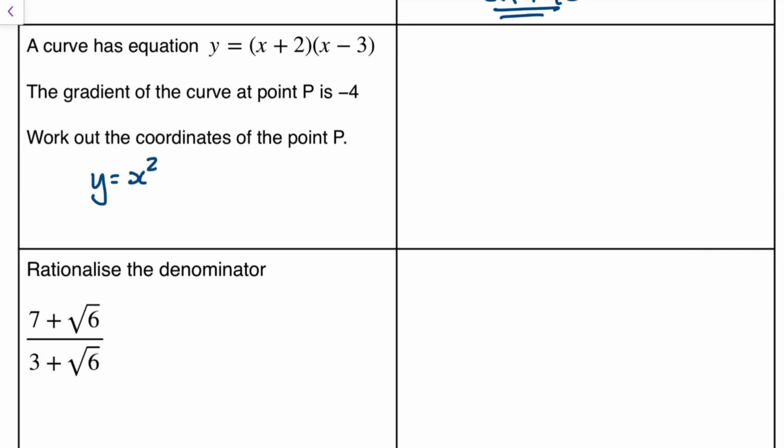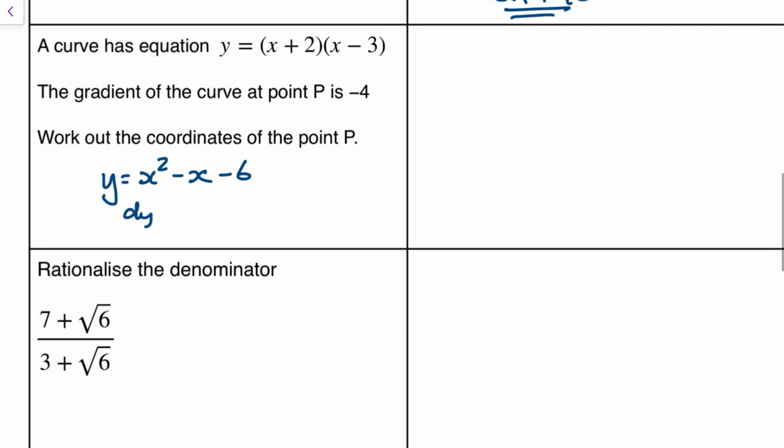You'll meet that later. So if I expand the brackets, well, 2 minus 3 is minus 1, and 2 times minus 3 is minus 6. Then I'm going to differentiate that, so dy dx. And that's going to give me 2x minus 1. And then it tells me the gradient at the point I care about is minus 4. So in other words, what is the x value that gives me minus 4? Well, add 1 to both sides gives me minus 3, divide by 2, which means x equals minus 3 over 2.